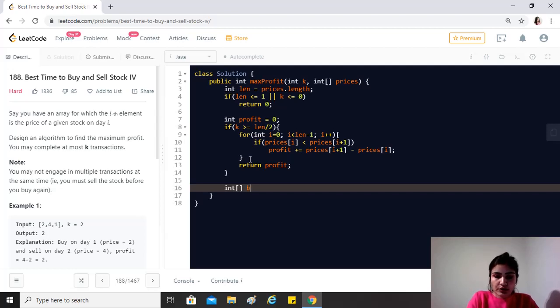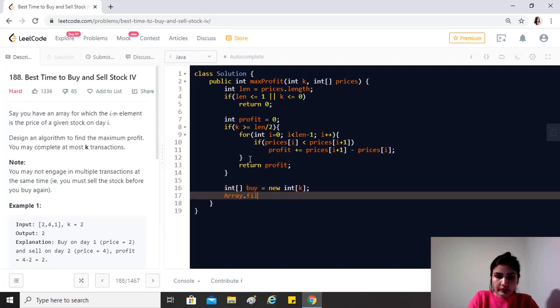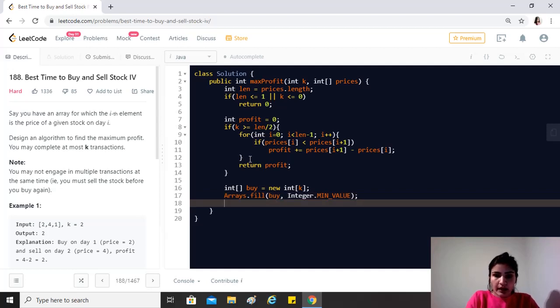two transactions. So we'll just create buy, and it'll be an integer array of size k, and we'll fill it with Arrays.fill, and we'll fill buy with Integer.MIN_VALUE because we want to get started with whatever value we get at first, right? And we'll also create a sell array which will be the same, and its default is 0, so we don't need to do anything here.